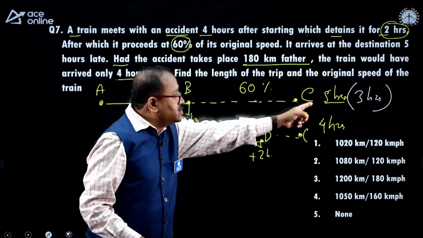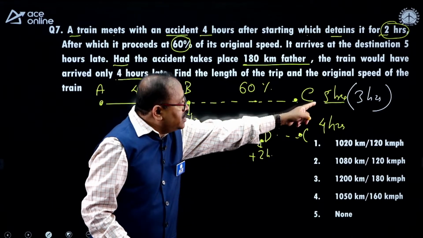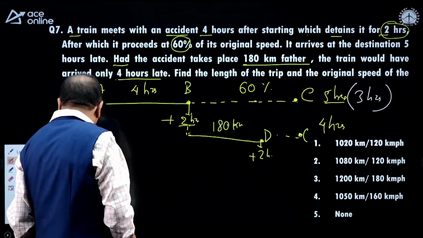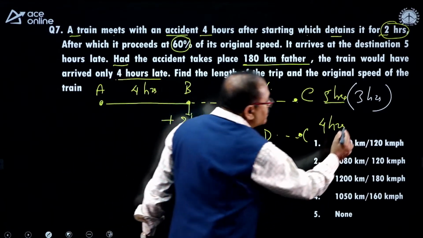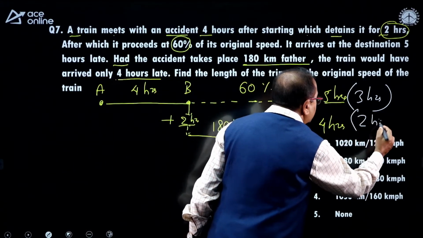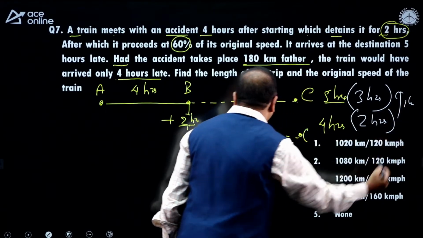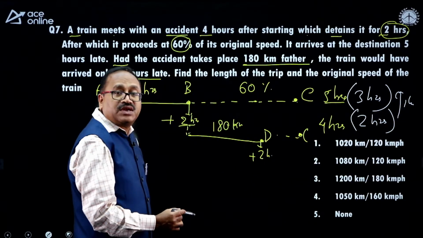As in the previous case 5 minus 2, the same way here it is 4 minus 2. The train would have been late by 2 hours. That means 1 hour is saved. Why is 1 hour saved?